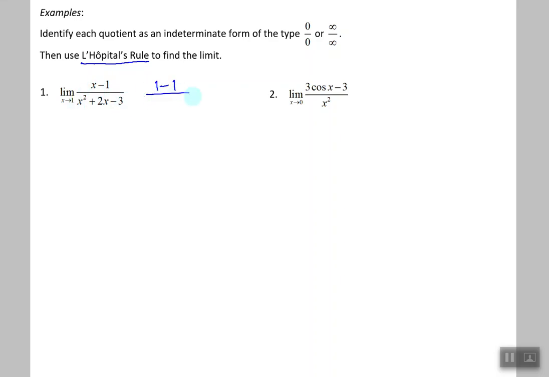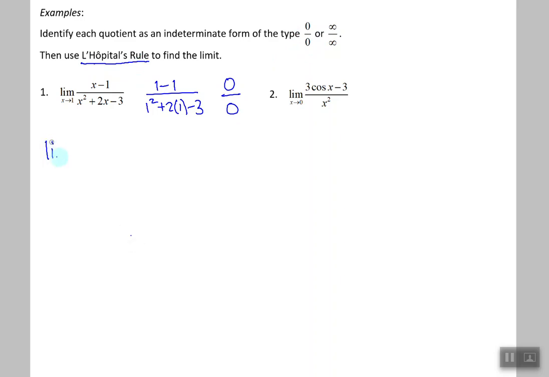I get 1 minus 1 in the numerator, 1 squared plus 2 times 1 minus 3, and that yields 0 over 0. Notice I'm not putting an equal sign because 0 over 0 is not a value, and we only put an equal sign when we have a value. This is the indeterminate form, 0 over 0, which means I can use L'Hopital's rule to find the limit.